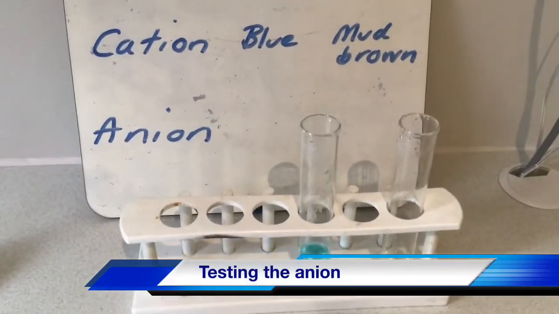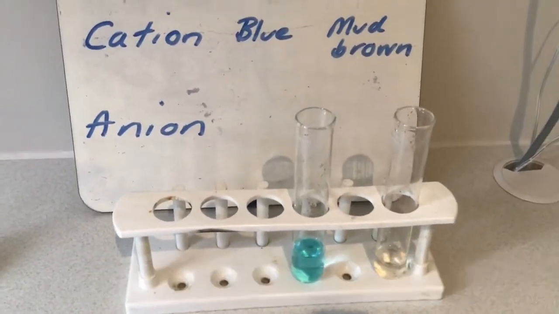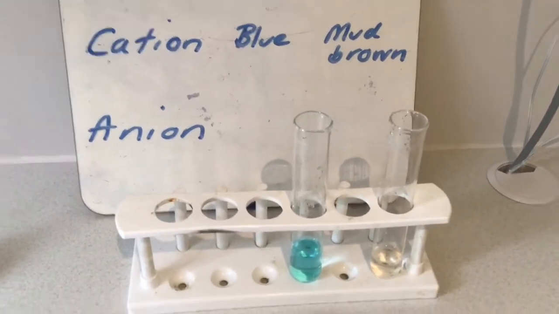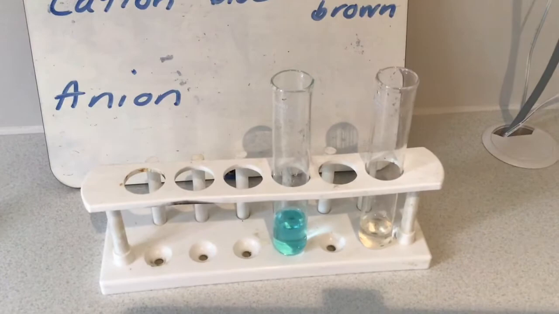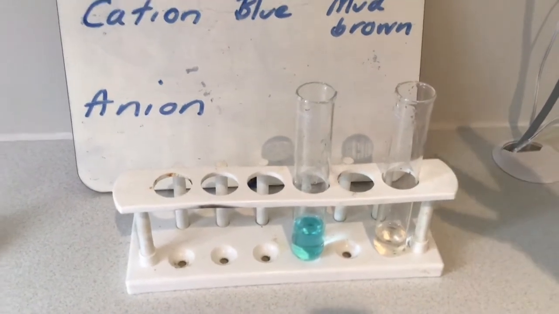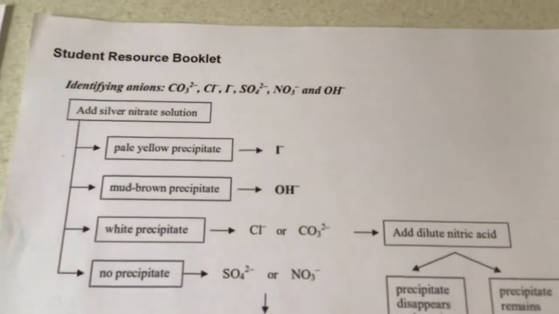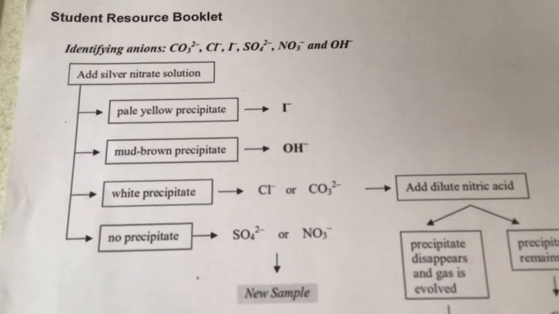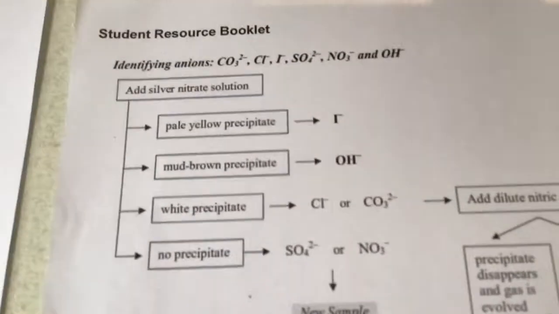Okay, so now we're going to try and work out the anion. So I've written down the colours of the precipitates we had when we were testing for the cation, and now we need to do the anion. So we've got 2 new samples of our A and B, and we need to use the anion flowchart this time. So we're going to add silver nitrate this time, okay?